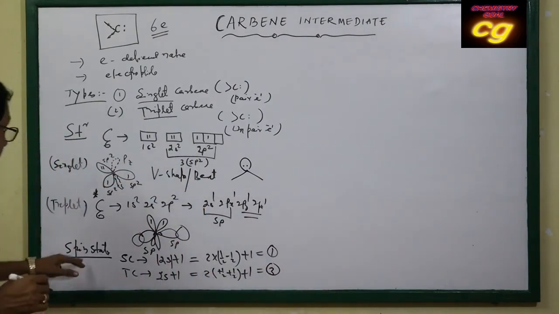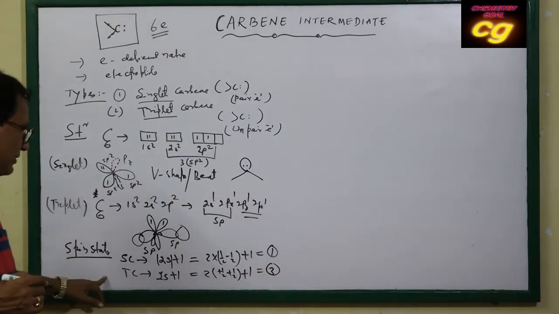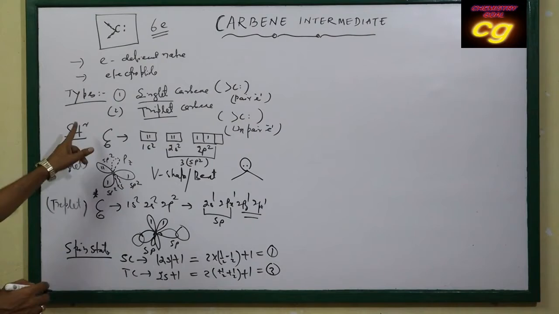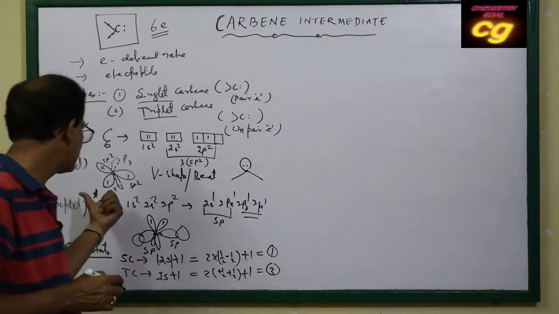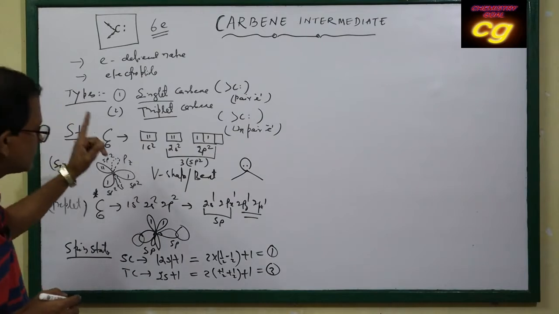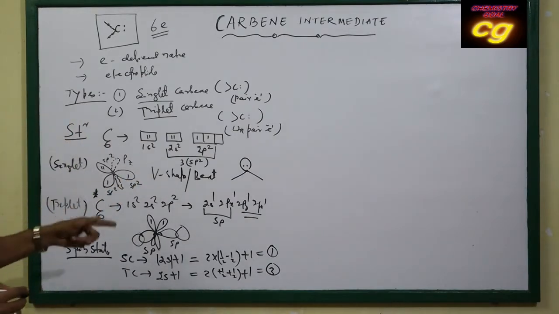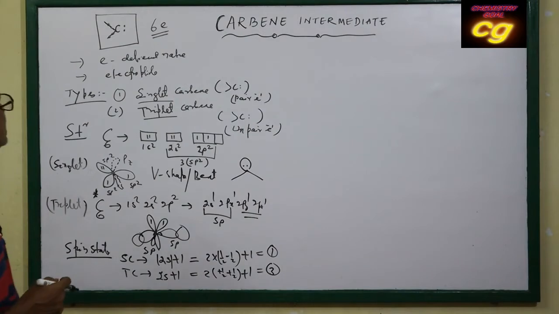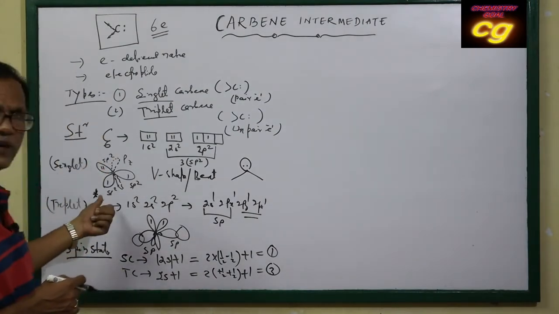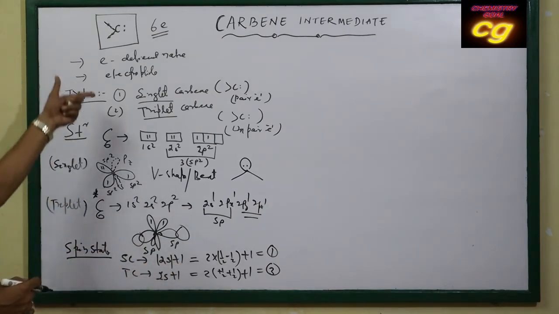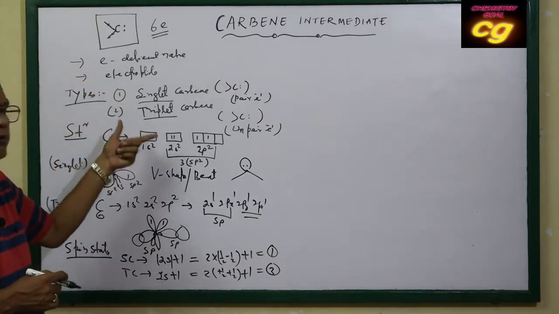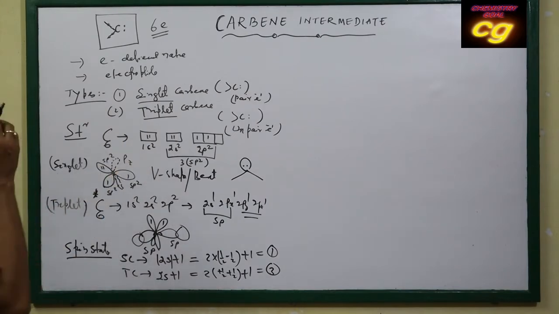That's why, as the spin state of singlet carbene is 1, it is called singlet carbene. The spin state of triplet carbene is 3, that's why it is called triplet carbene. So that's why the names singlet and triplet are given to this type of carbene. So this is regarding the structure of carbene, the spin state of carbene, the types of carbene, and the configuration of carbene that we have discussed.